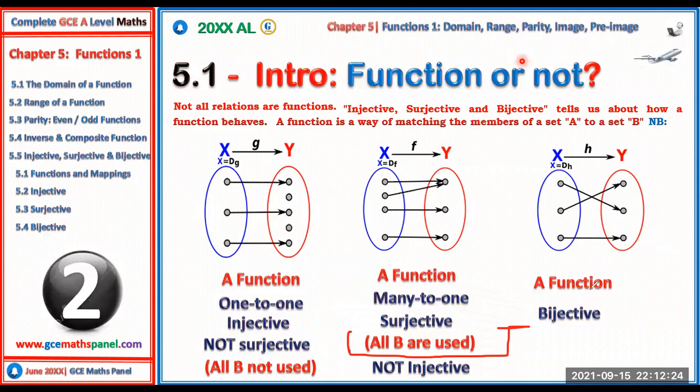It is a bijection because all the elements here have been used. A function is bijective if the codomain is equal to the range. Yes, the codomain here is equal to the range, right? Yes, sir. Because all the elements in this set have been used. So that is why it is surjective.